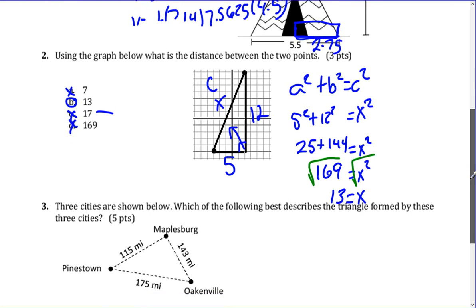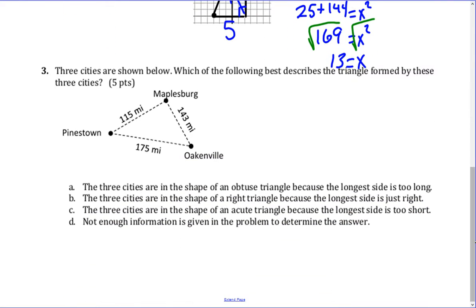Number 3 says 3 cities are shown below. Which of the following best describes the triangle formed by these 3 cities? The choices are either obtuse, right, acute, or there's not enough information in the problem.